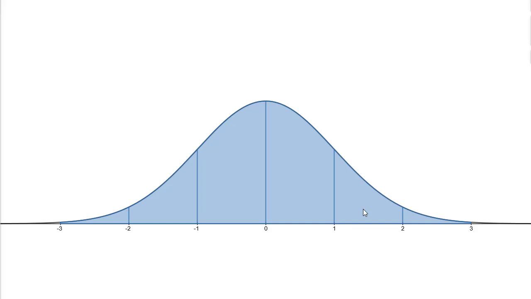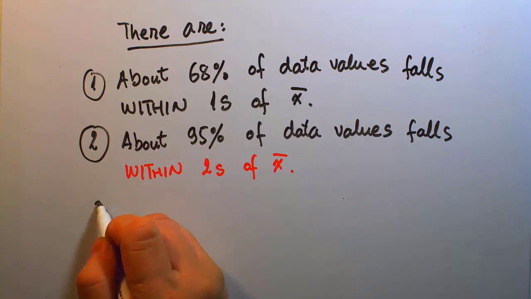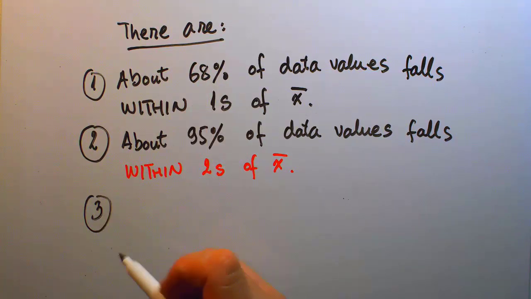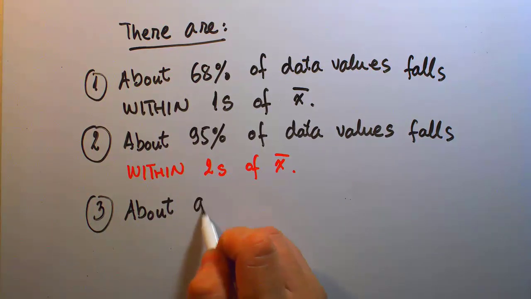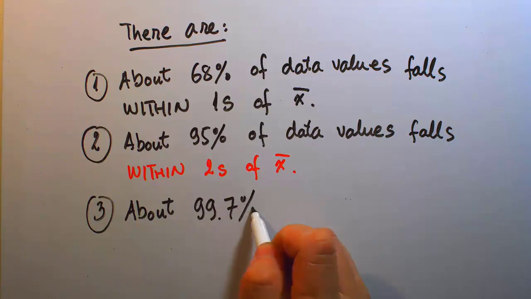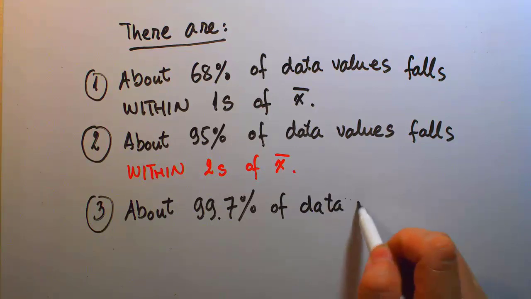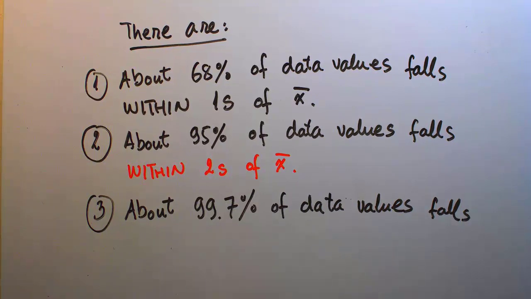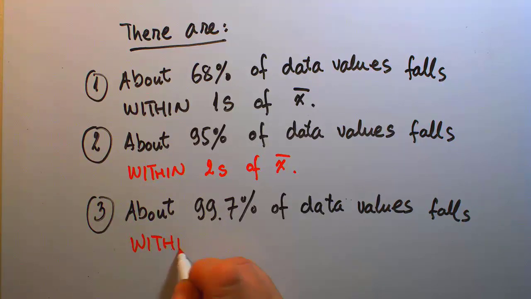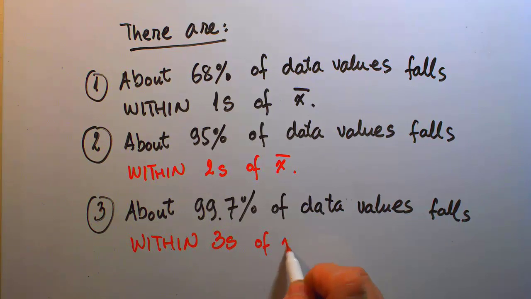And so, back into my writing board right here, yes, when we're on a bell curve, there are about 99.7% of data values that fall within 3 standard deviations of the mean.